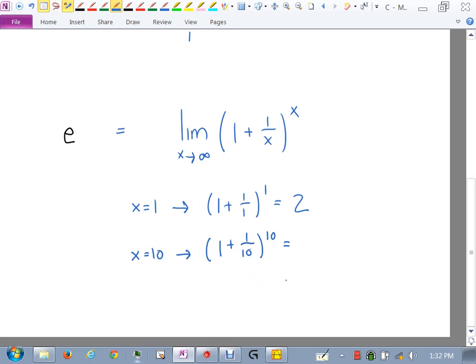Where are my calculator people here? See how fast you can do that. What do you got? 2.59. Okay, that's closer to it, isn't it? Okay, now let's try 100. See if your calculator can handle it.